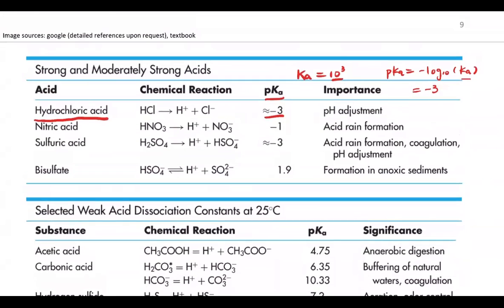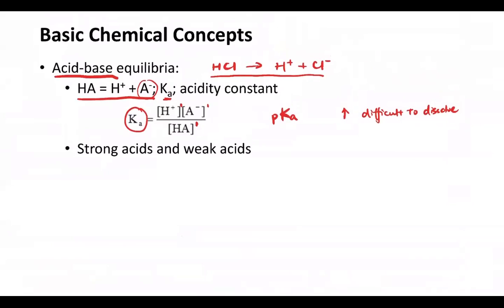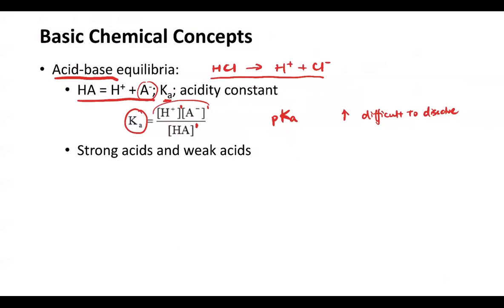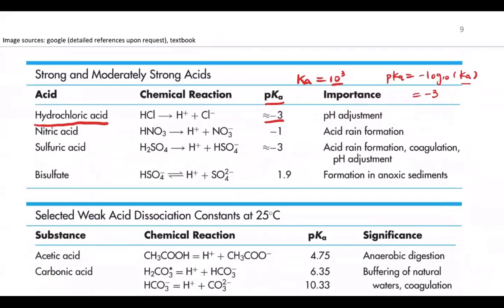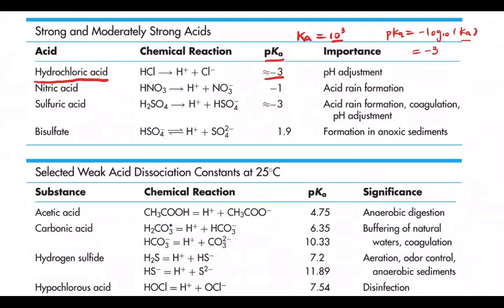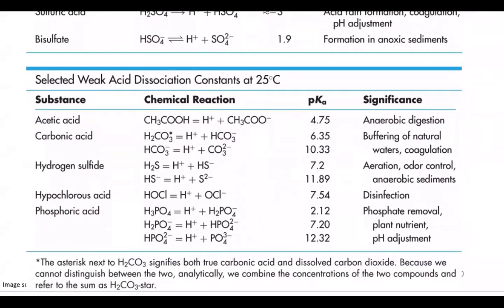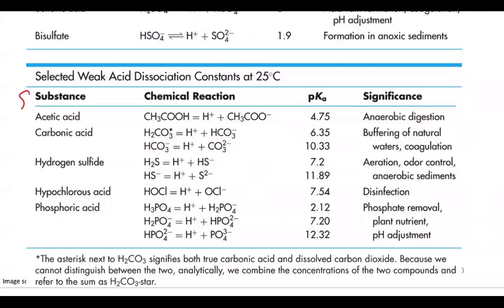If you have a very large Ka value, it just means that the concentration of the proton ions multiplied by the concentration of the anion is much, much higher compared to the remaining acid concentration. That's why the strong acids will have a very small value of the pKa, while the weak acids are going to have larger values of the pKa.